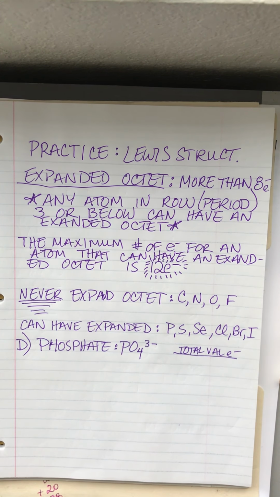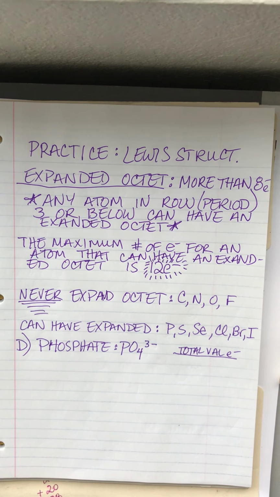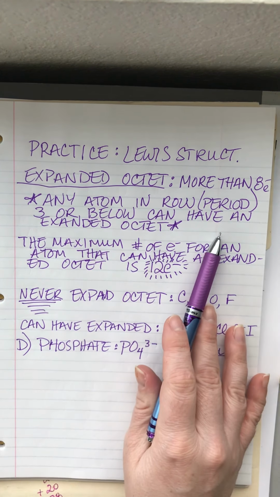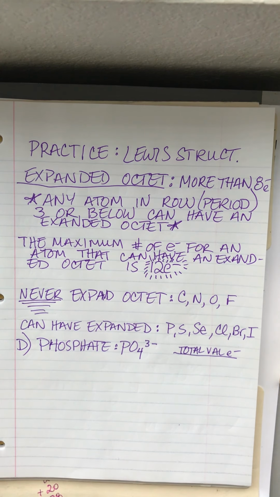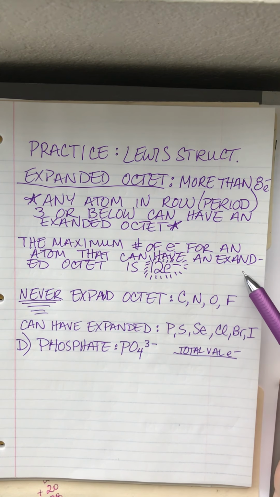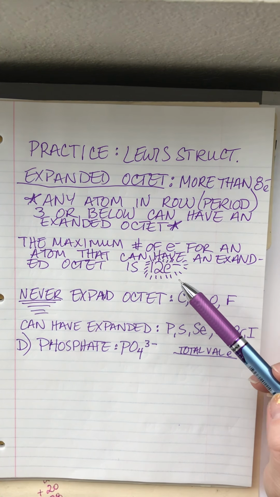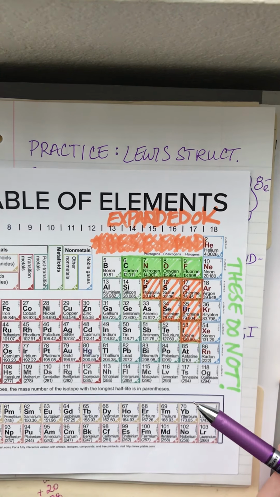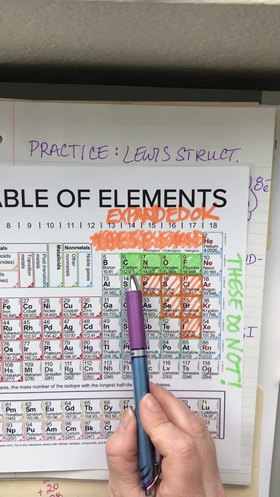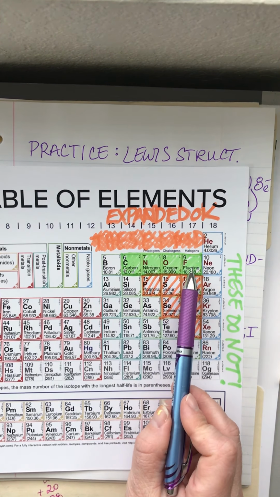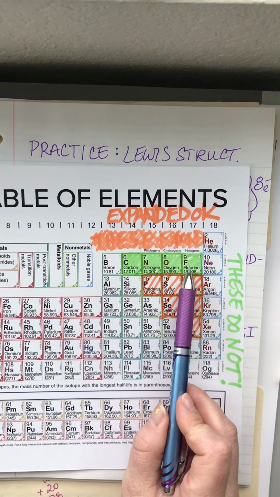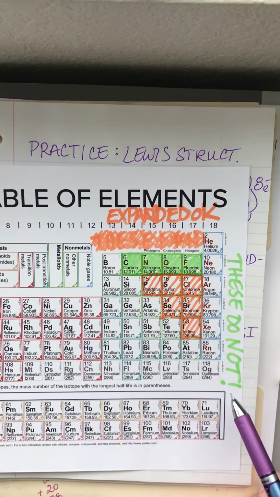All right, so the next thing we need to talk about is the expanded octet. If you are an element that's in row or period 3 or below, you can have an expanded octet. The maximum number of electrons for an atom that can have an expanded octet is 12, right? So looking at the periodic table here, carbon, nitrogen, oxygen, and fluorine are all in row 2, which means they cannot have an expanded octet.